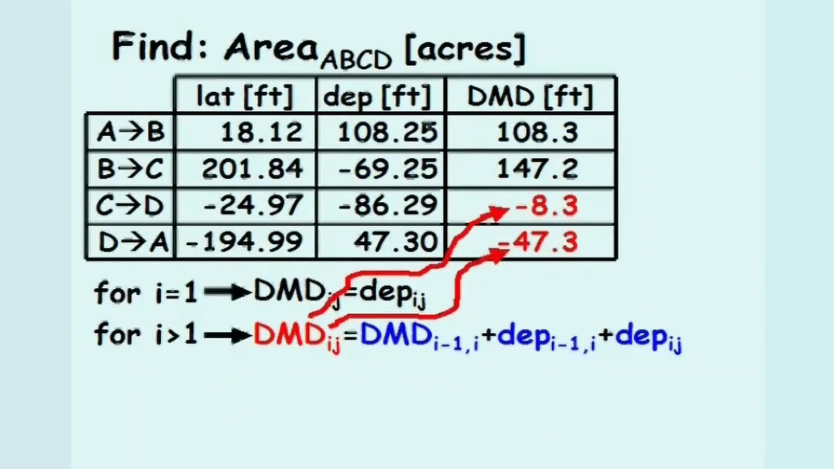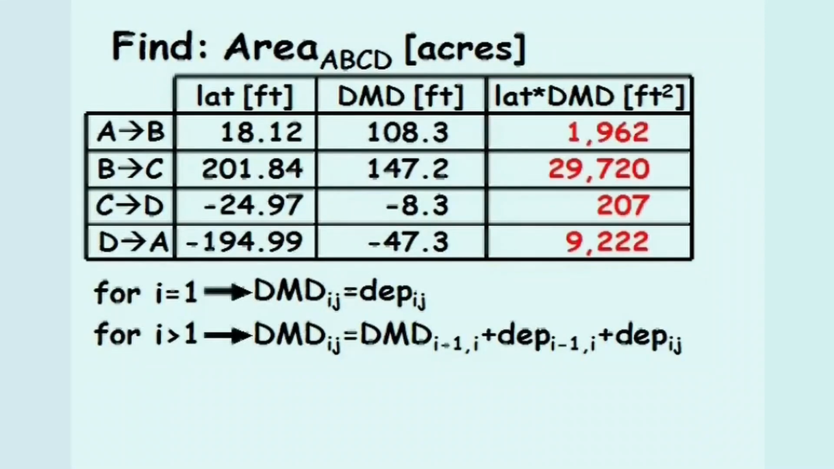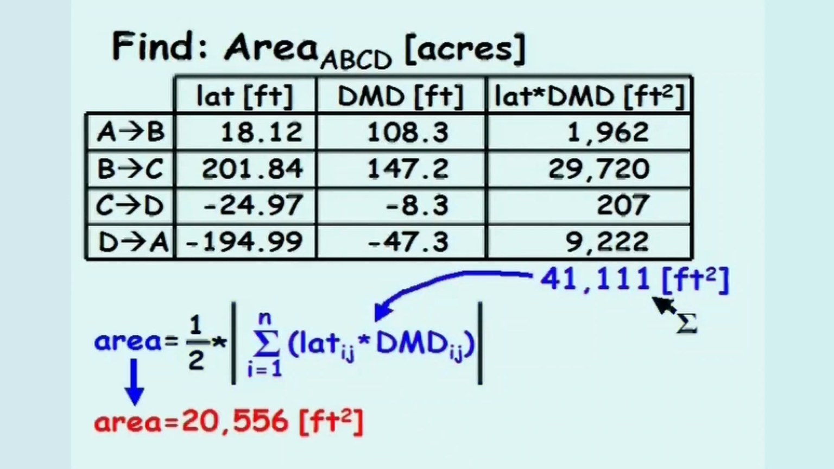Next, we'll remove the departure column and append a column for the latitude times the double meridian distance, which is calculated for each of the 4 courses, and all of these values are then summed together. Referring back to our equation, the area equals 1/2 times the absolute value of this sum of 41,111 feet squared. Therefore, the area equals 20,556 feet squared.